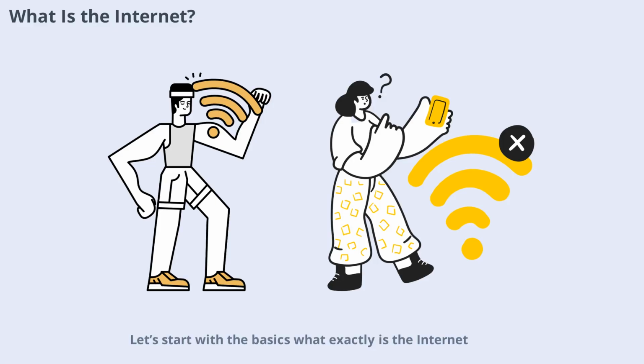Let's start with the basics. What exactly is the internet? Imagine a massive network that connects millions of computers all over the world. This network allows people to share information, communicate, and access resources from anywhere, anytime.